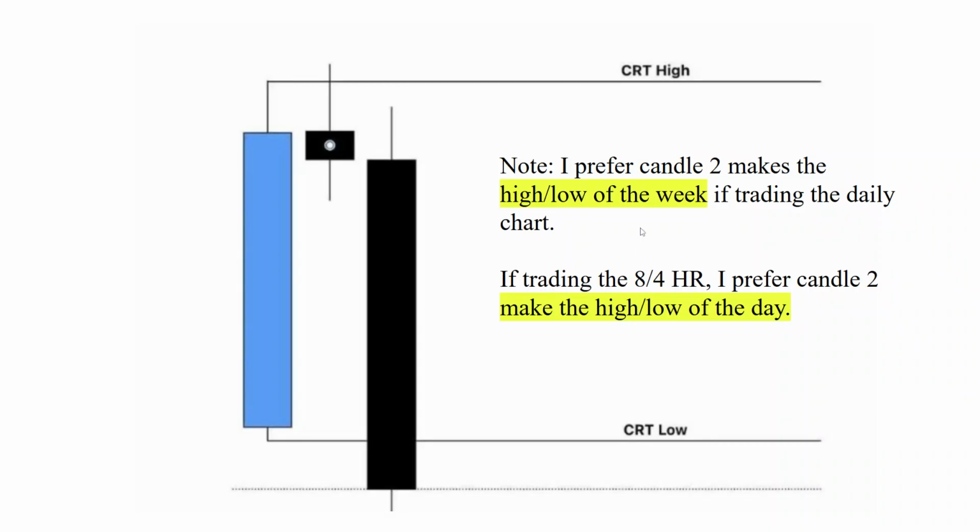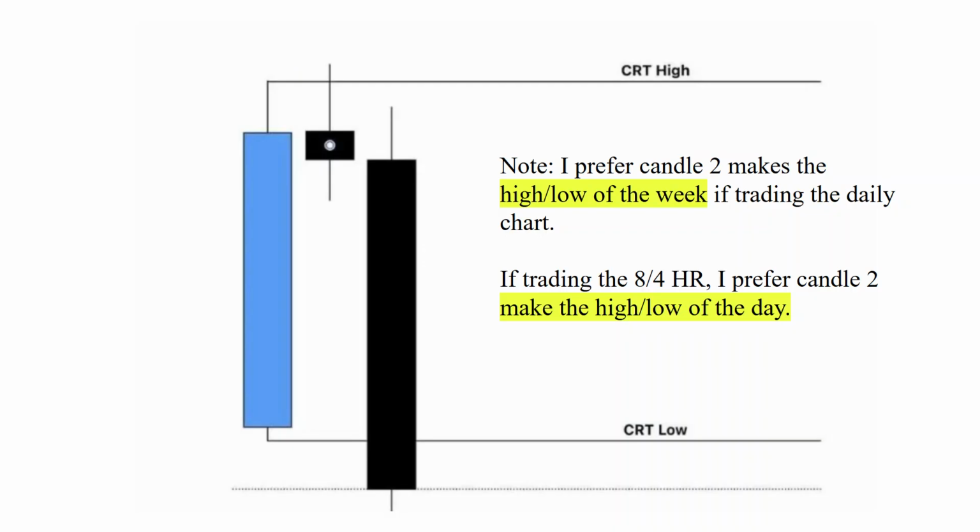So we know that. How I trade is this: candle 2, the candle in the middle. I prefer that if I'm trading the daily chart, this candle right here on the daily chart makes the high of the week. Okay, that puts the odds in my favor. If I'm trading the 8 hour chart or if you trade the 4 hour chart, I prefer that candle 2 makes the high or low of the day, or for the daily, the high or low of the week. Okay, that's my filter for candle 2.